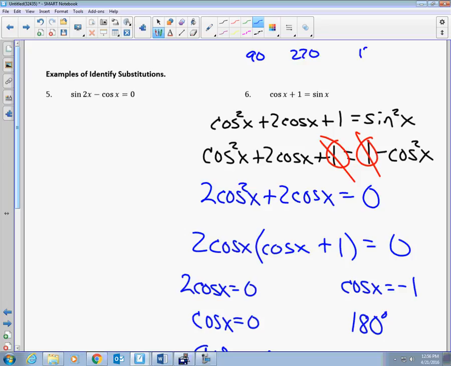What's the cosine of 90? 0. Plus 1 is 1. What's the sine of 90? Did 90 work? Try 270. What's the cosine of 270? 0. Plus 1? What's the sine of 270? Negative 1. Did that work? No. Try 180. Cosine of 180, negative 1 plus 1 is 0. Sine of 180? 0. Did that work? Yes. So our answers are 90 and 180.